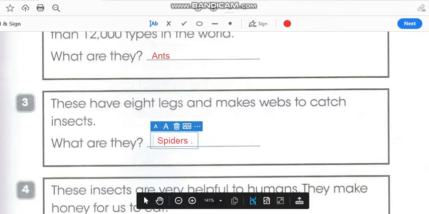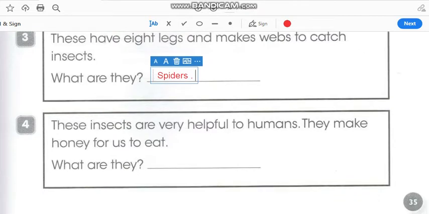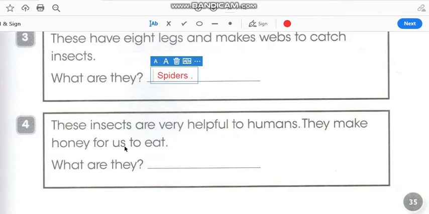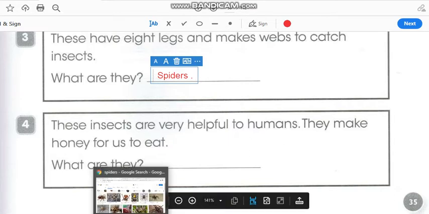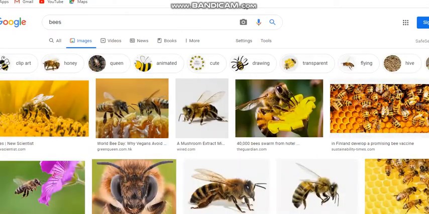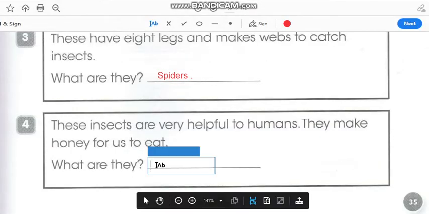Number 4: these insects are very helpful to humans. They can make honey for us to eat. What are they? What are these animals that make a buzz sound? Yeah, that will be bees. That's right. These are bees, so the right answer will be bees.